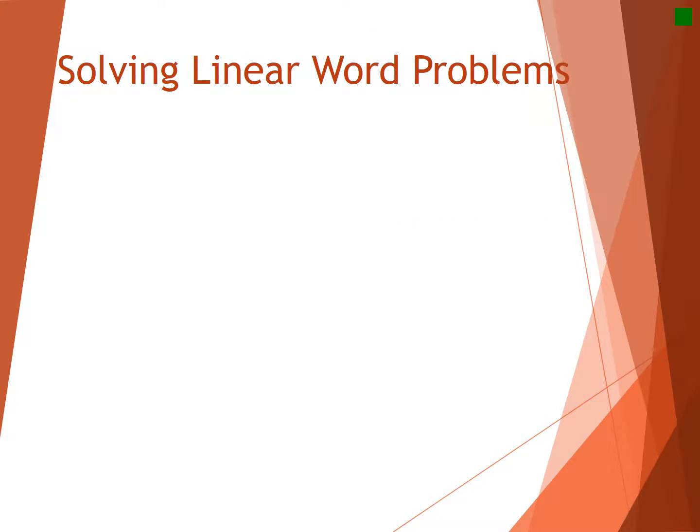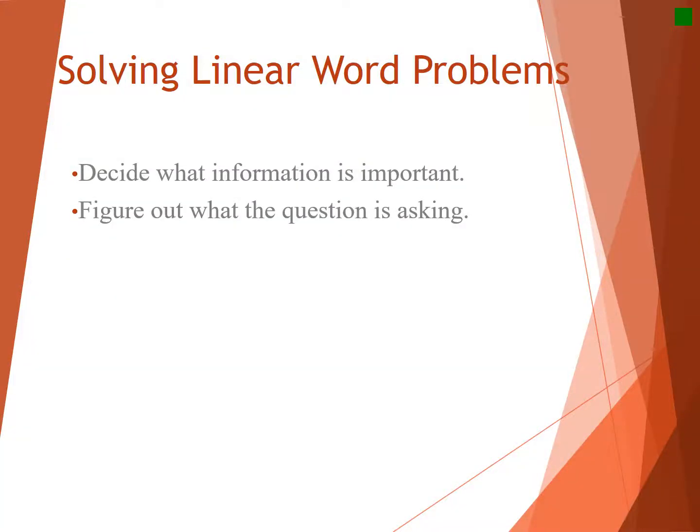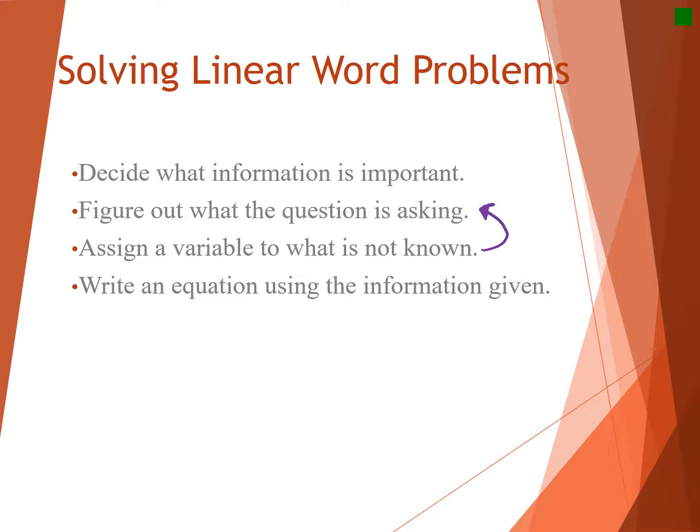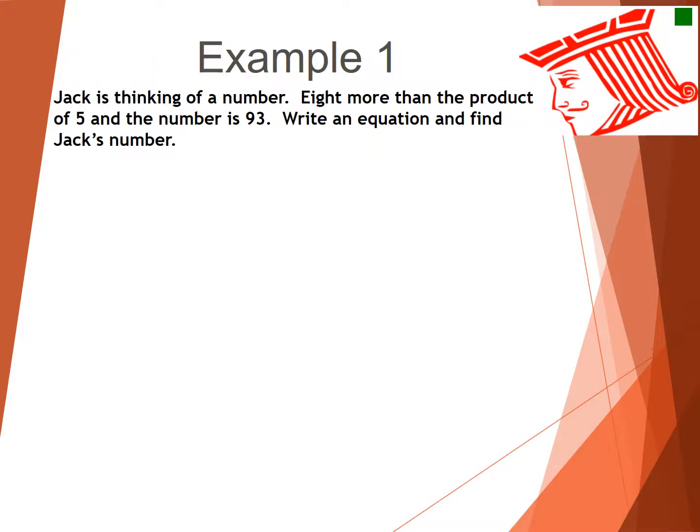So when we are solving linear word problems, there is absolutely nothing on this slide. Oh, look, there it is. We're going to decide what information is important. We're going to figure out what the question is asking and assign a variable to what is not known. These go together. The question tells you what the variable is going to be. We're going to write an equation using the information given, solve the equation, answer the question, and let's get started.